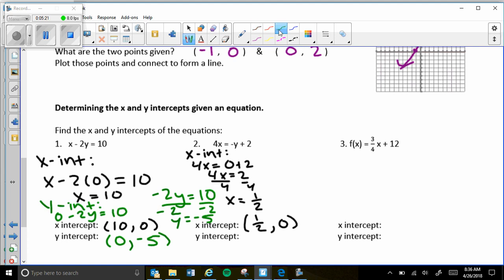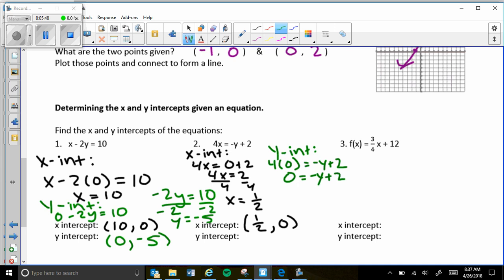I'm going to do the same thing for the y-intercept. We plug in 0 for x, so 4 times 0 equals negative y plus 2. Anything times 0 is 0.